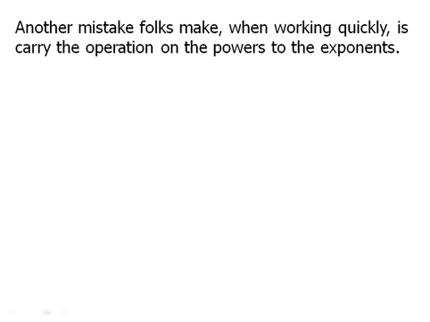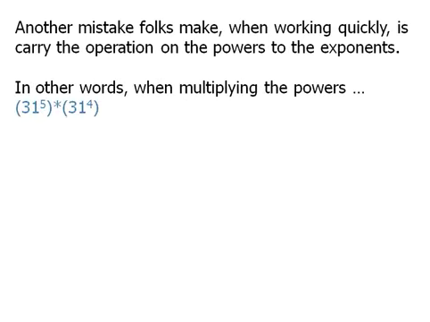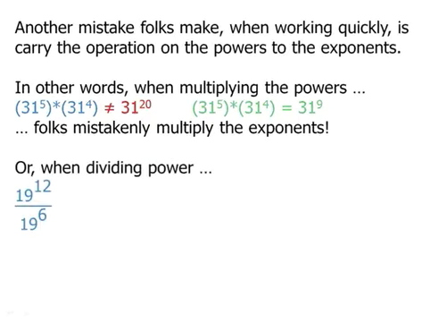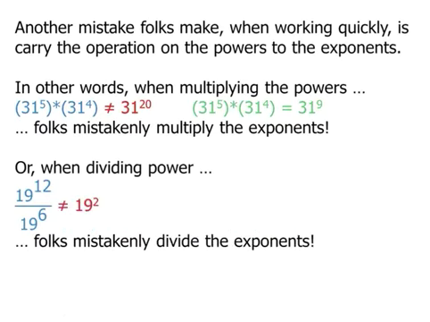Another mistake folks make when working quickly is to carry the operation on the powers to the exponent itself. In other words, when they're multiplying the powers, people make the mistake of multiplying the exponents. That's a very common mistake when people are working quickly. And of course, the correct thing to do is add the exponents. Or when people are dividing powers, they mistakenly divide the exponents. And again, the correct thing to do is to subtract the exponents.